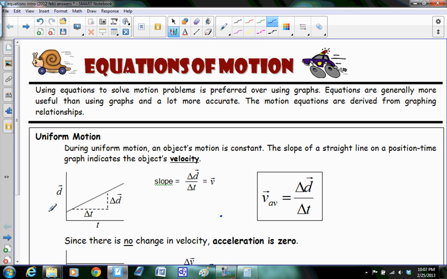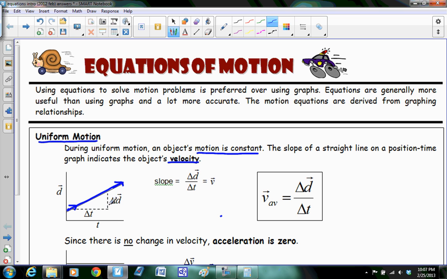Okay, welcome back. In this segment, we're going to be looking at how we can use the GRASP method to solve problems involving uniform motion. So if you remember, uniform motion is motion where an object's motion or velocity is constant. And when we look at this on a position time graph, we've got a nice straight line. Remember, the slope of this represents velocity, so you get a nice constant slope.